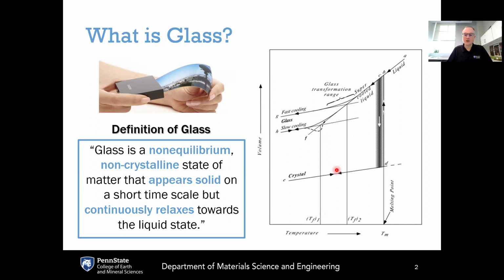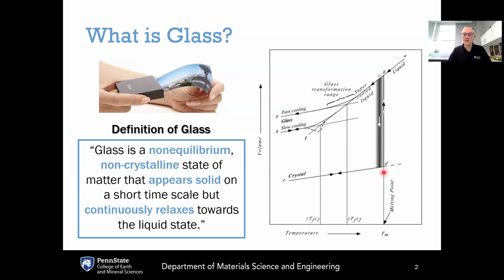Whichever phase has the lowest Gibbs free energy would be the equilibrium phase. So in this case, the crystal has the lowest Gibbs free energy all the way from point E to point D, and actually at temperatures lower than point E as well. But the melting point, by definition, is where the Gibbs free energy of the crystal state is the same as the Gibbs free energy of the liquid state. In other words, the crystal and the liquid are in equilibrium with each other at that one melting point, Tm.